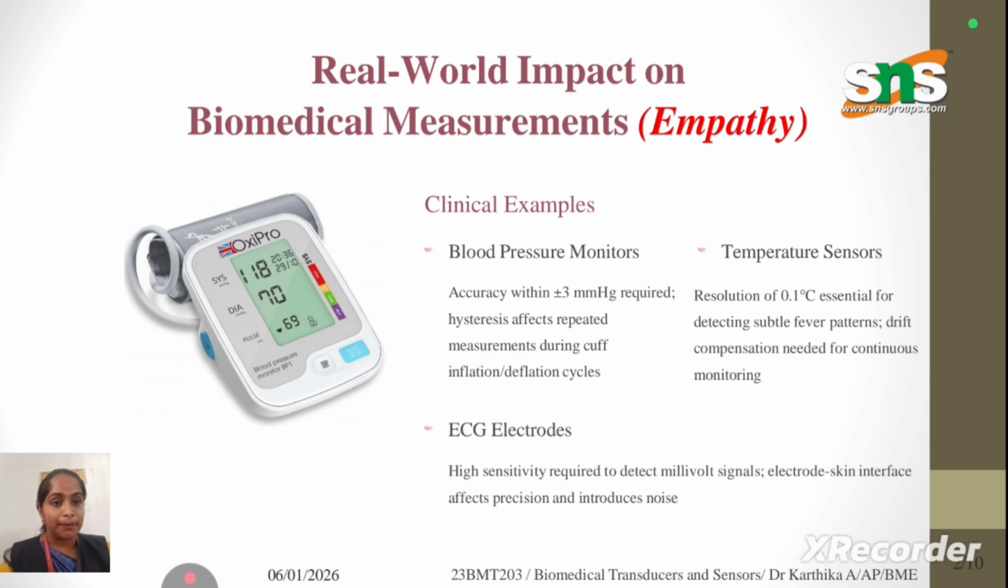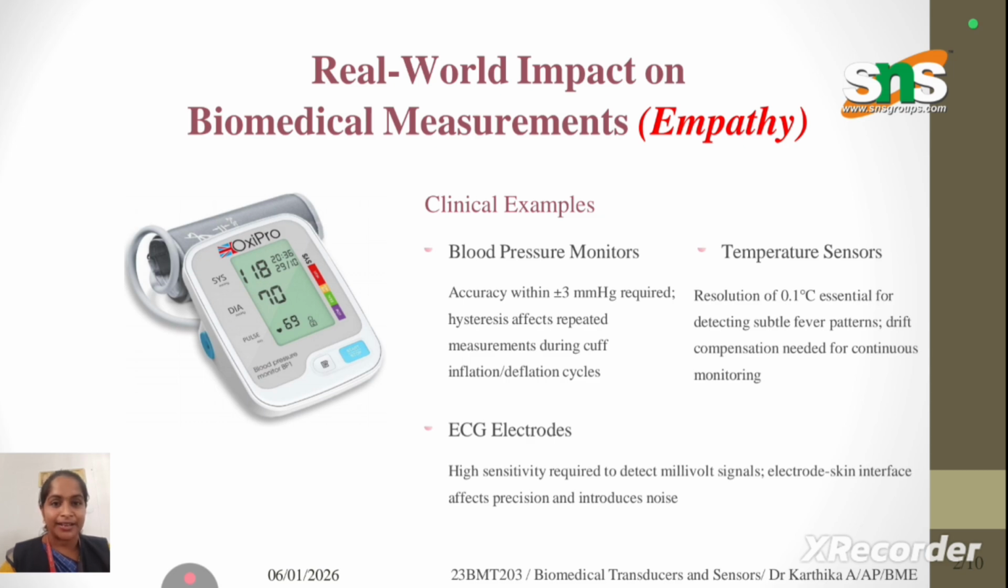While talking about blood pressure monitors, an accuracy within plus or minus 3 mmHg is required. Hysteresis affects repeated measurements during cuff inflation or deflation cycles. For temperature sensors, a resolution of 0.1 degrees Celsius is essential for detecting subtle fever patterns. Drift compensation is needed for continuous monitoring.